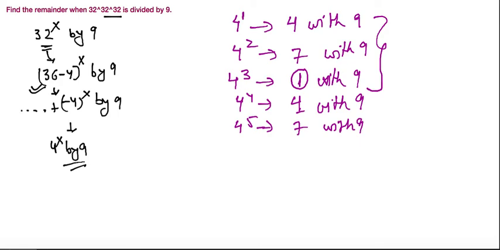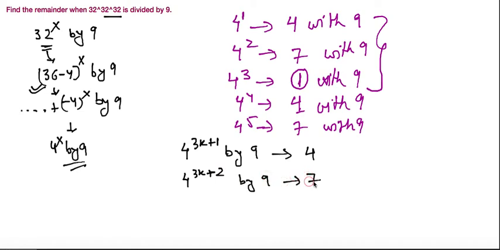What can I generalize from here is that any number of the form 4 to the power 3k plus 1, when divided by 9, is going to give me a remainder of 4. Any number of the form 4 to the power 3k plus 2, when divided by 9, is going to give me a remainder of 7, and any number of the form 4 to the power 3k, when divided by 9, is going to give me a remainder of 1. That's pretty clear and evident from what we did above.